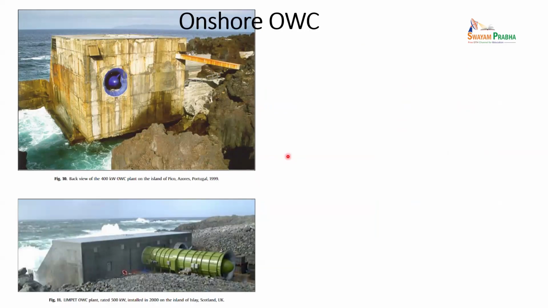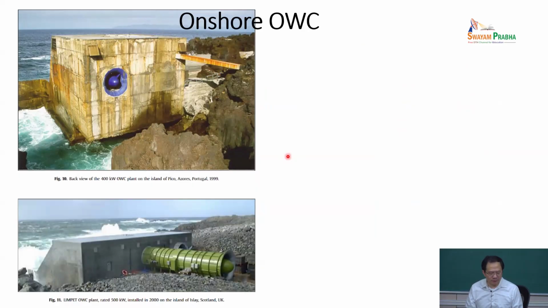The top one is Professor Falco's design, operating since 1999, a 400 kilowatt wave energy converter. It is also, you can say, a turbine with a similar principle: the wave surface moves up and down, then drives the turbine.